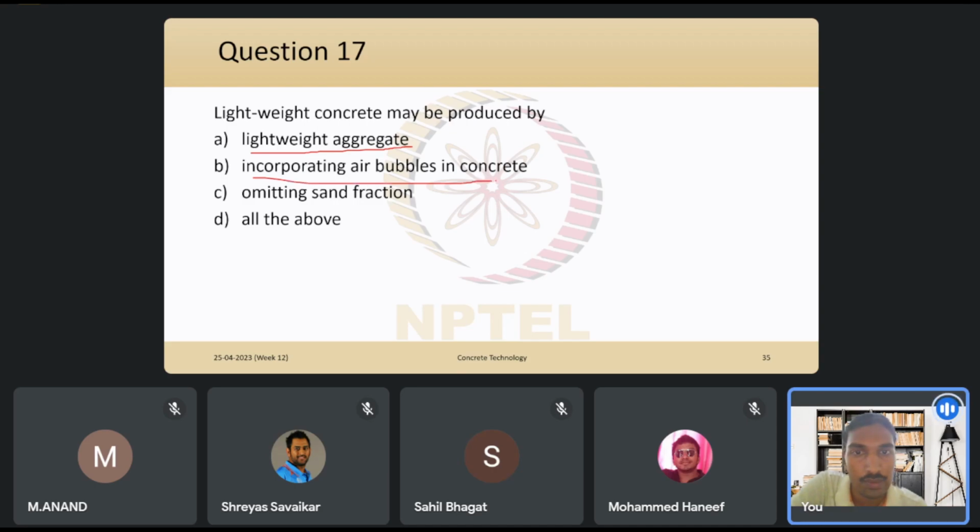So incorporating air bubbles. So you're introducing voids, right? So therefore your overall weight of your concrete per unit volume will also come down by having air bubbles. So omitting the sand fraction, again this will also lead to creating voids, right? So when you have sand fraction, this will improve your packing density. By omitting it, you are introducing again voids. So again that will help you reduce your weight of the concrete. So all these three options are valid options which help you produce lightweight concrete, right? So therefore the right option is D, all the above.